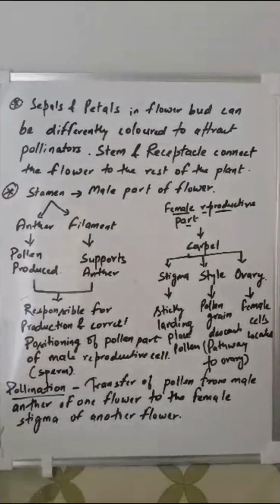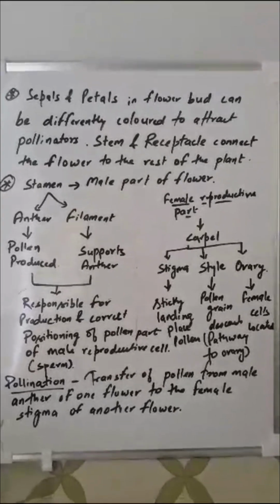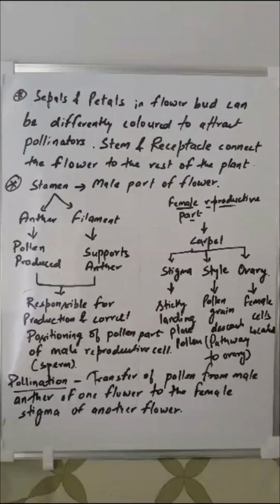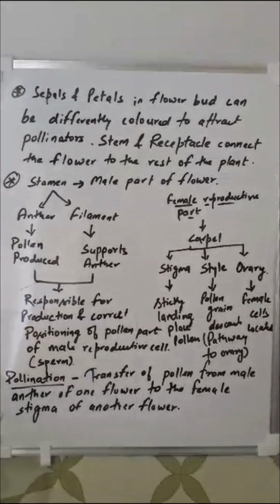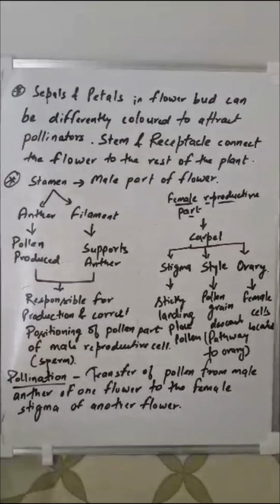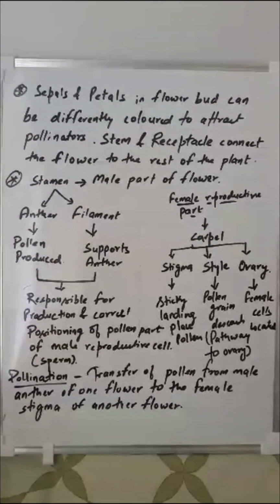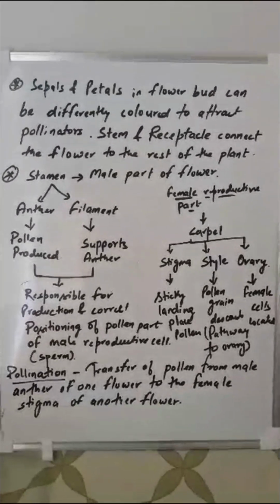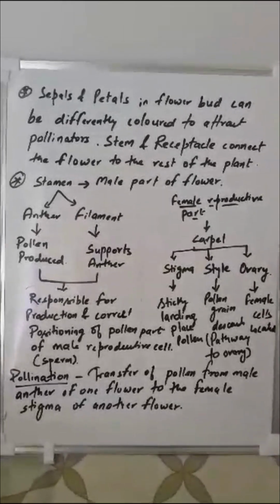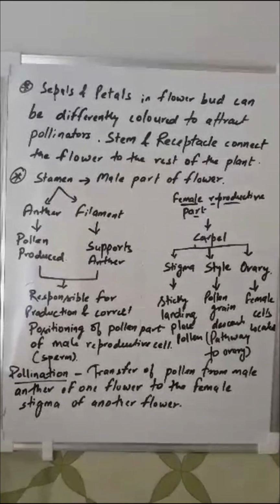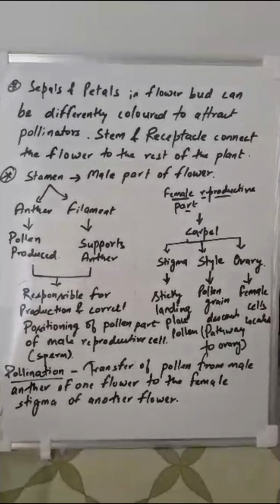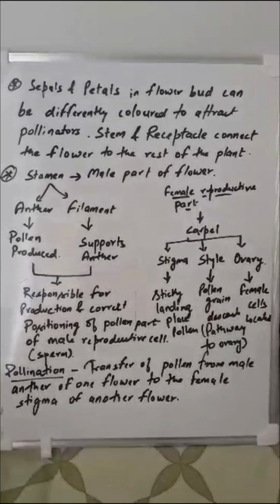Second thing, it is now about the male reproductive system. The first part is the stamen. Stamen consists of two parts. First is the anther, and the second part is the filament. The anther is the part where pollen is produced, and the filament is the part which supports the anther. You can consider it as a supporting part, and both of these are responsible for production and correct positioning of the pollen, the part for the male reproductive cell, that is sperm.